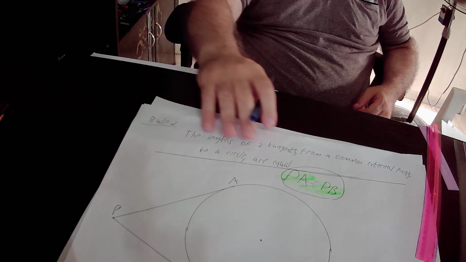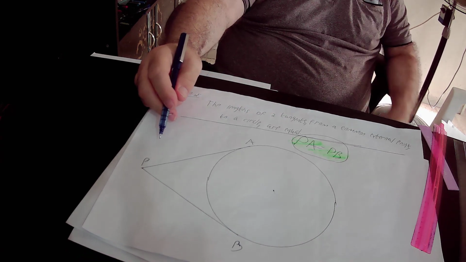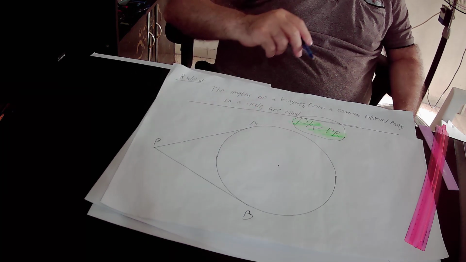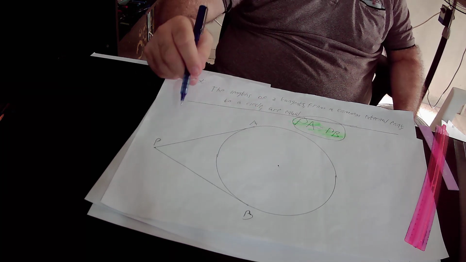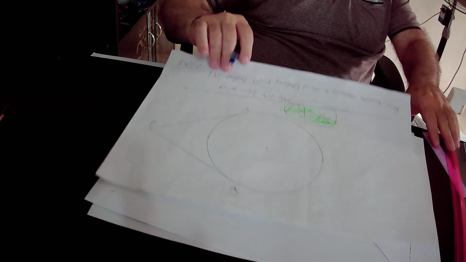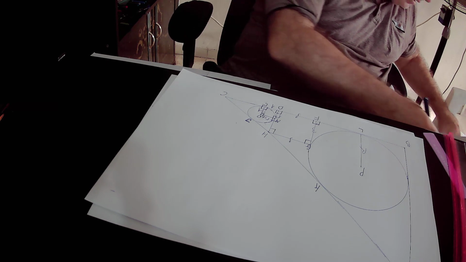So here, from the common external point, point P, we have two tangents to the circle, tangent PA and tangent PB. And according to rule number 2, they are equal to each other. That is to say, PA is equal to PB. You can implement rule number 2 in our drawing.